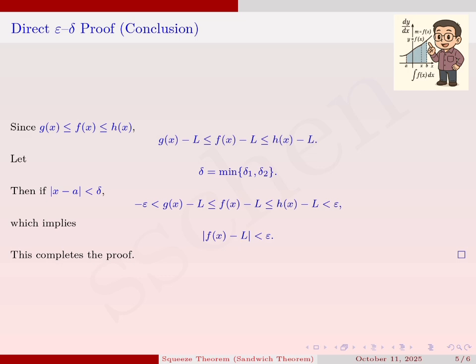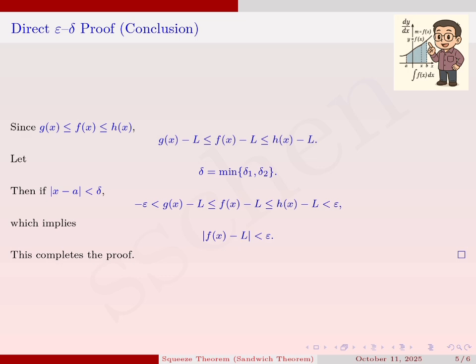Now, to make both conditions hold at the same time, we choose delta to be the minimum of delta 1 and delta 2. Then, whenever the absolute value of x minus a is less than delta, we have negative epsilon is less than g of x minus L, which is less than or equal to f of x minus L, which is less than or equal to h of x minus L, which is less than epsilon. This shows that the absolute value of f of x minus L is less than epsilon.